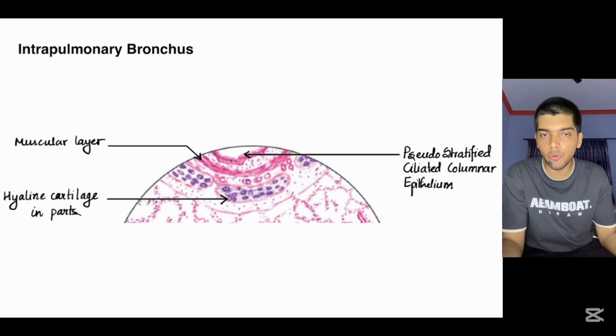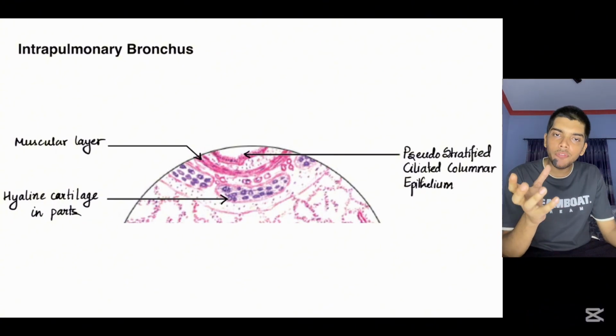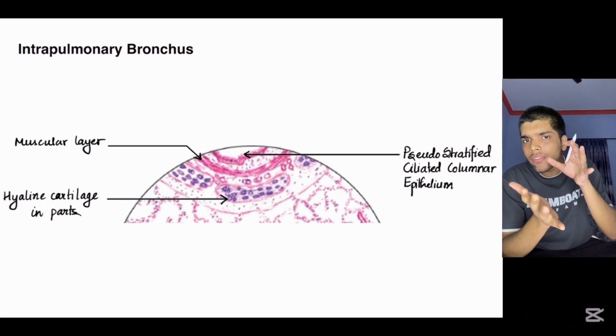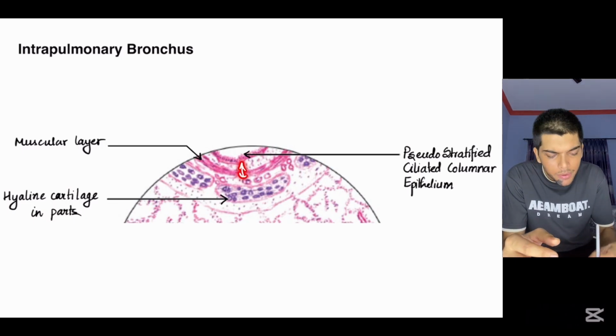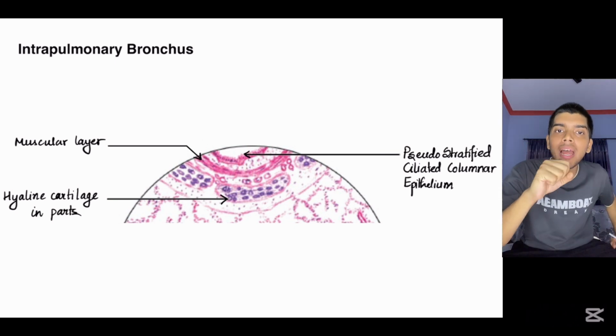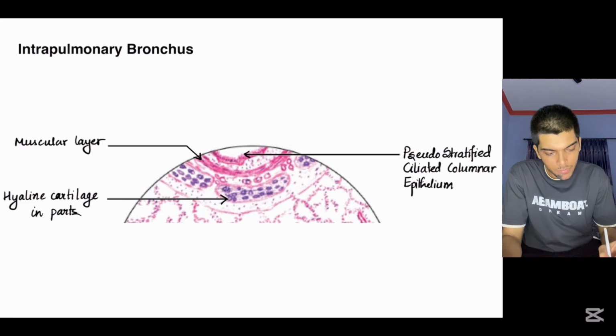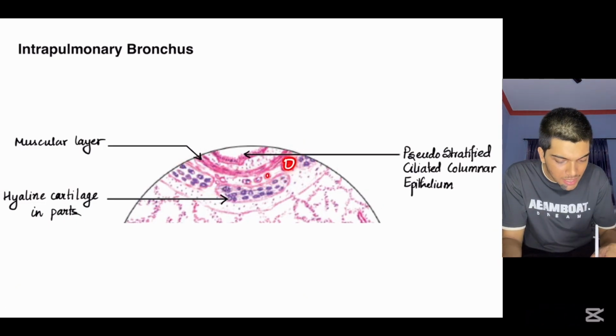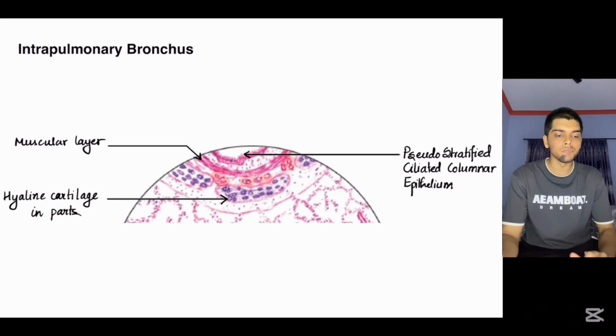The significance of which is that during asthma, there is hypertrophy of this muscular layer. As a result, there is thickening of the muscular layer, constriction of the lumen, narrowing of the lumen, and difficulty breathing. The submucosa contains the submucosal glands. These are the submucosal glands.